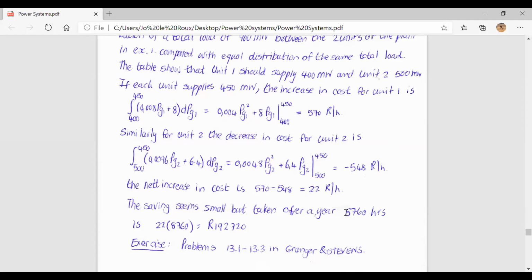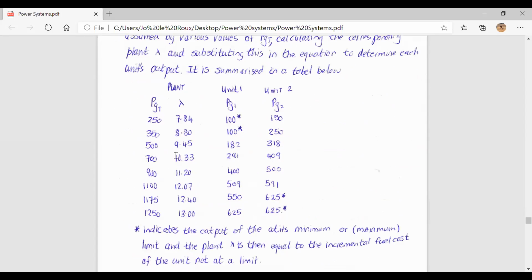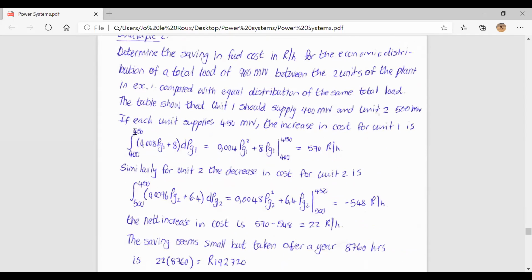Now that seems small, but over a year with 8,706 hours, it becomes 192,720 Rand saving. So if you go back to that, you can see at 900, it says that one supplies 400 and that one supplies 500. If each one of them supplies 450, that means this one has to increase and that one has to decrease to 450. And that is what we've done there. We've taken the integral of the area from 400 to 450 and from 500 to 450.